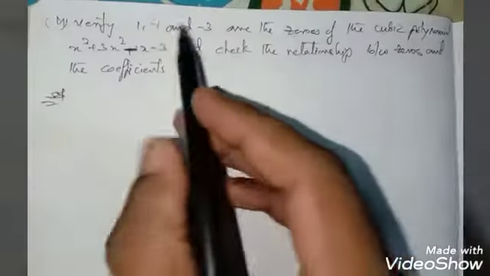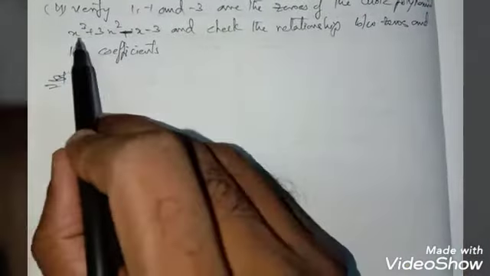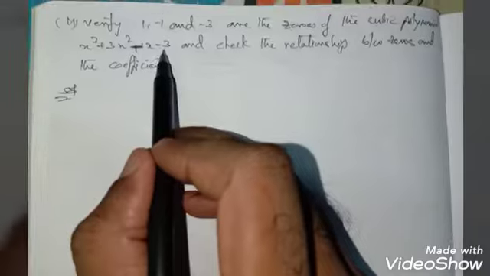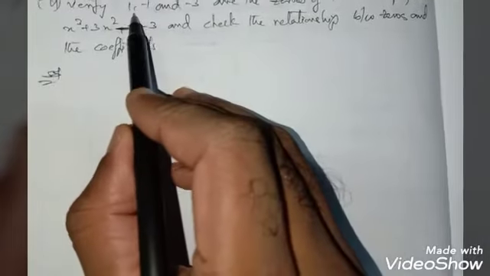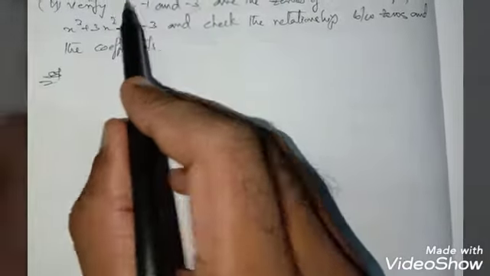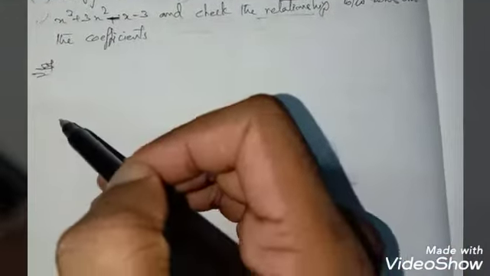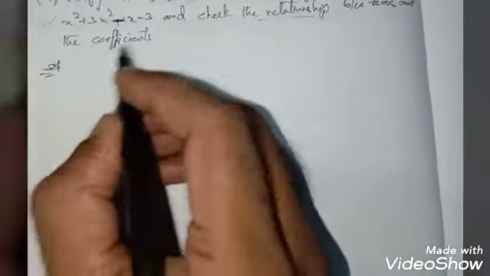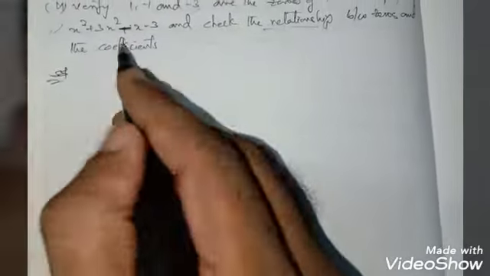Okay, next question is: verify 1, minus 1 and minus 3 are the zeros of the cubic polynomial x cube plus 3x square minus x minus 3, and check the relation between zeros and the coefficients. Here you have to verify whether these points are the zeros of the polynomial, and also check the relationship between the zeros and its coefficients. First, let me verify the values by substituting in the polynomial.